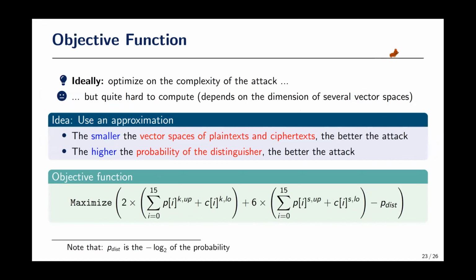For the objective function, we want to optimize the complexity of the attack, but it's quite hard to compute, so we can use an approximation. What matters most to the complexity here? In our opinion, it's the vector space of the plaintext and the probability of the distinguisher. So we will maximize this function as the objective function.